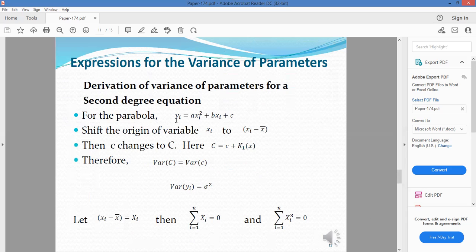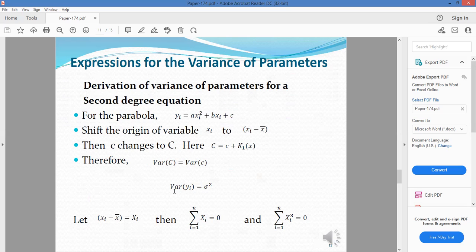So as we have fitted a second degree equation for the group 1 model, of the form like we have fitted lambda 1ij, here in order to derive the parameters a1, b1, c1, it is equivalent to deriving the variance of the parameters a, b and c. In order to derive that, we shift the origin of the variable xi to xi minus x bar, and thus the small c changes to capital C, and because small c is a constant, capital C is also constant, so variance of capital C becomes equal to variance of small c.